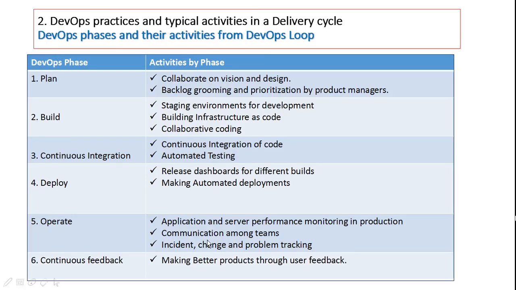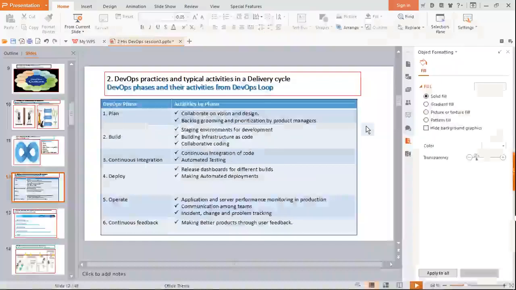And continuous feedback is part of that. We have seen that, making better products through user feedback. So that's all. This particular continuous feedback is embedded in the DevOps loop itself. It is part and parcel of each task they are delivering. Once the task is delivered, other teams are going to give feedback, or stakeholders are going to give the feedback. That's all about the phases and their activities in the DevOps loop.